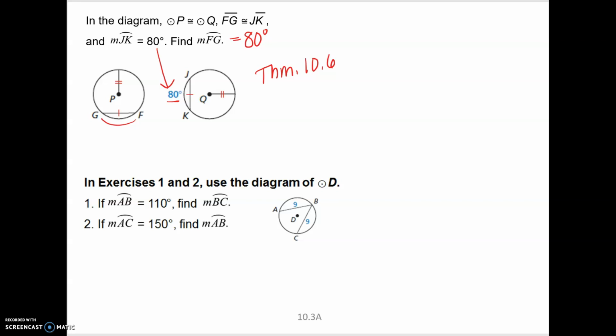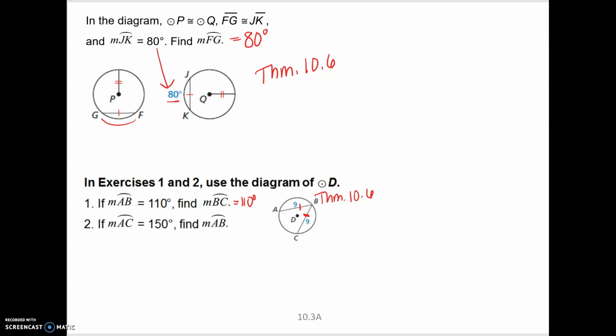Okay, and exercises 1 and 2 use the diagram of circle D. So here's my circle. Number 1 says if the measure of arc AB is 110, find the measure of arc BC. So if the measure of arc AB is 110, and notice these chords are both 9, then the measure of arc BC should also be 110. Okay, so the chords are the same, so the arcs are the same. That's also theorem 10.6.